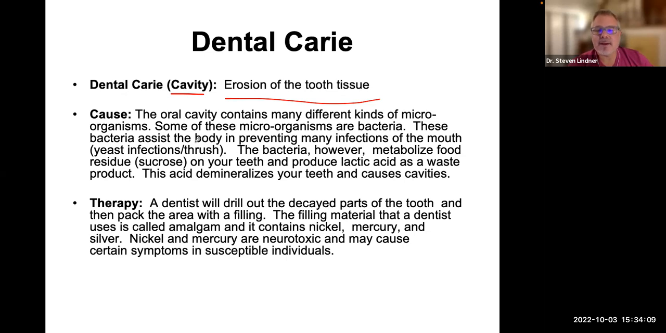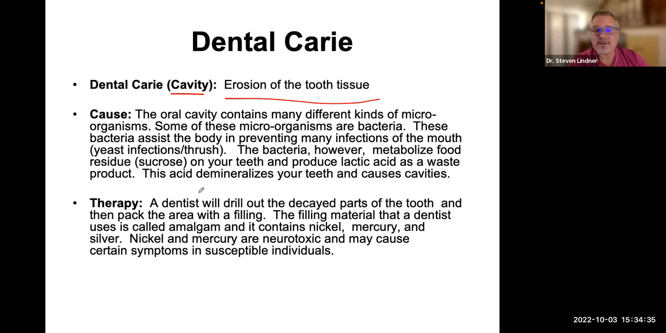The bacteria assist the body in preventing many types of infections in the mouth. So the good bacteria here are supposed to outweigh the bad bacteria. The bacteria, however, metabolize food residue like sucrose on your teeth, and they produce lactic acid. And that type of acidity can actually decay and break down the enamel of the tooth.